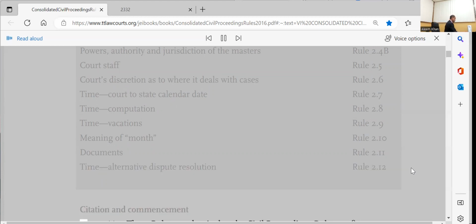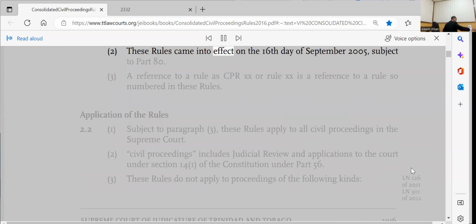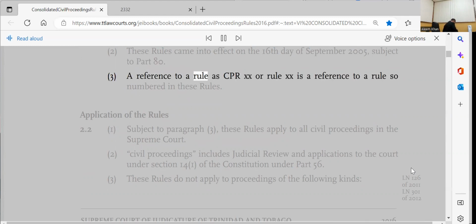Citation and Commencement. 2.1.1 These rules may be cited as the Civil Proceedings Rules 1998. 2. These rules came into effect on the 16th day of September 2005, subject to Part 80. 3. A reference to a rule as CPR XX or Rule XX is a reference to a rule so numbered in these rules.